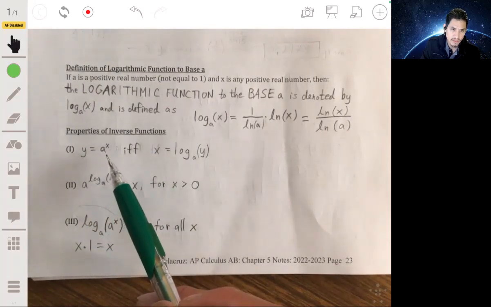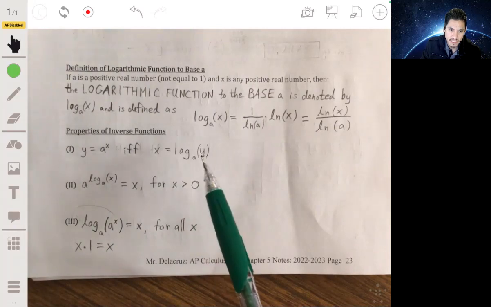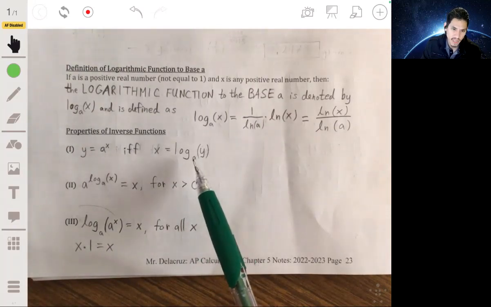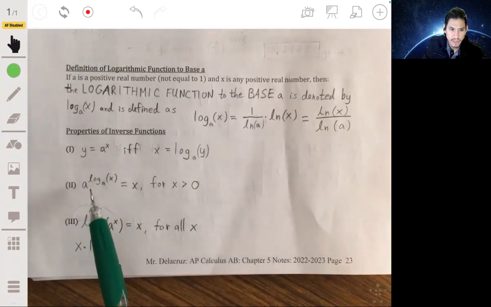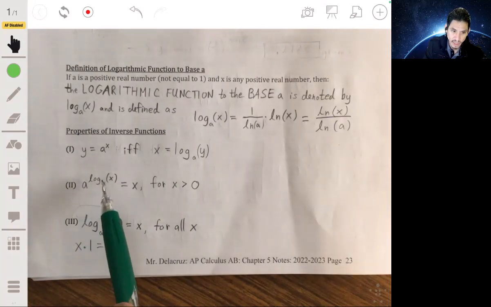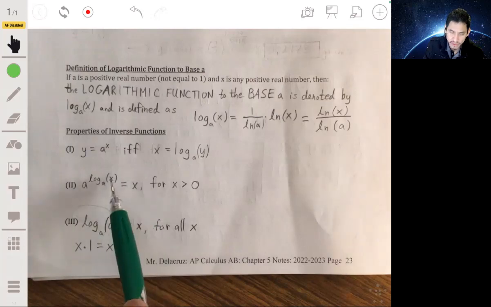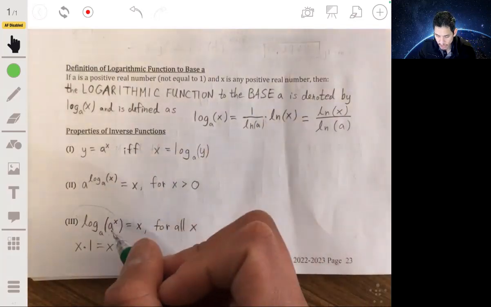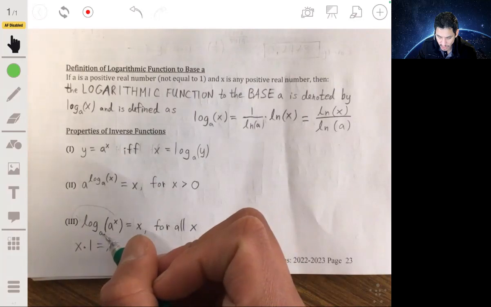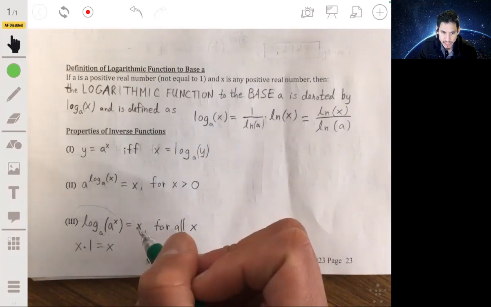So if you know it's an exponential, then the inverse is x equals the log of y with the base a. Now, you can also use some of the properties of logarithms. So if you have that base a being raised to the log of x with that same base, this is just equal to x. And when you have the logarithm of a to the x with the base of a, this just becomes x.